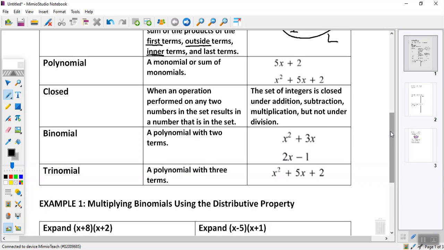Do we remember what a polynomial is? Yes. Okay, it's a monomial or sum of monomials. Specifically, what type of polynomial is 5x plus 2? Binomial. How about x squared plus 5x plus 2? Specifically, what kind is that? It's a trinomial, okay? Addition, subtraction, and multiplication are closed because if you add, subtract, or multiply 2 numbers, you definitely get a number. Division is not closed because sometimes when you divide by 0, does that give you an answer? No. Okay? We know what binomial is, we know what trinomial is, so let's get to this.